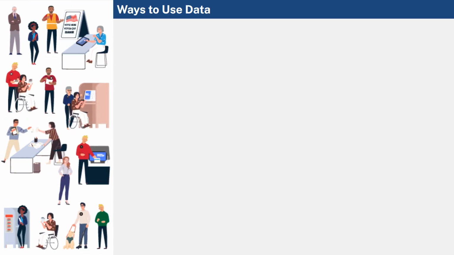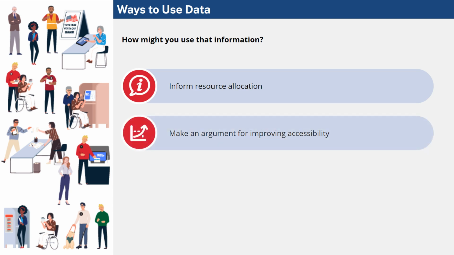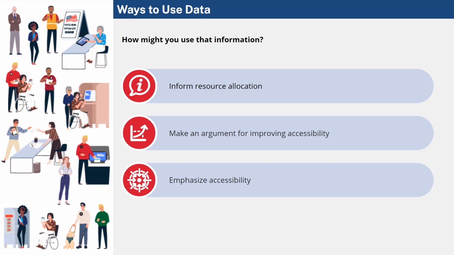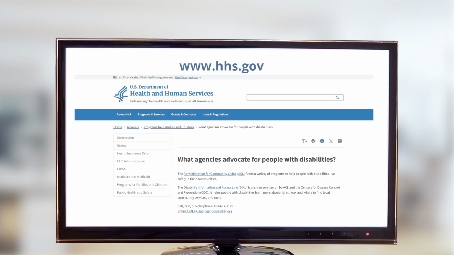Now that you know how to estimate the number of eligible voters with disabilities in your jurisdiction, how might you use that information? Perhaps it will inform your decisions about resource allocation, help you make an argument for improving accessibility, or demonstrate the importance of accessibility to poll workers. The EAC Resource Library includes a number of guides and tools to give you ideas as well as materials to help you make voting more accessible. We also encourage you to connect with disability advocates in your area to learn more about your community's needs.